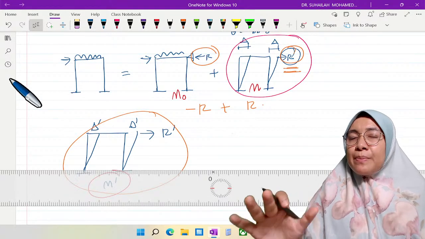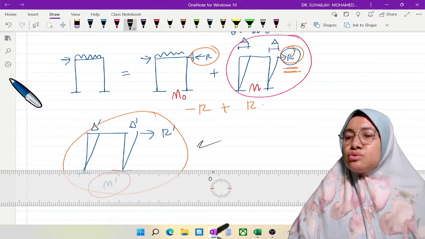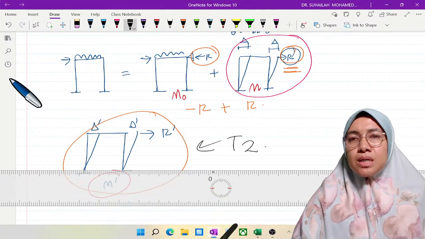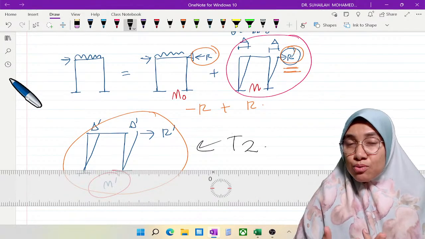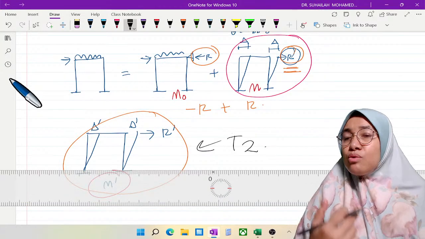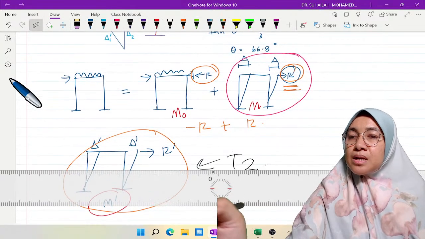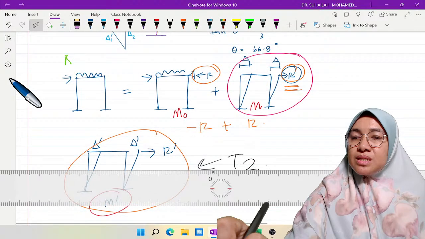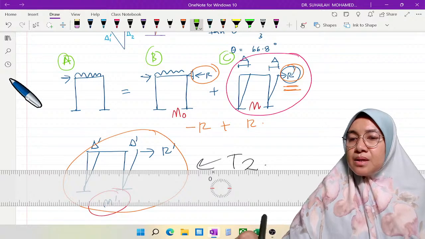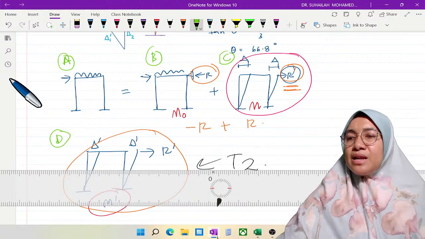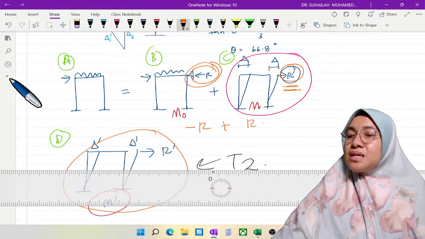So table 2 refers to which diagram? Table 2 refers to this one. This is table number 2. The R value that we calculated earlier, we are not going to use here. I need to label: this is A, B, C and D. The R value that we calculated in the first table is used here.